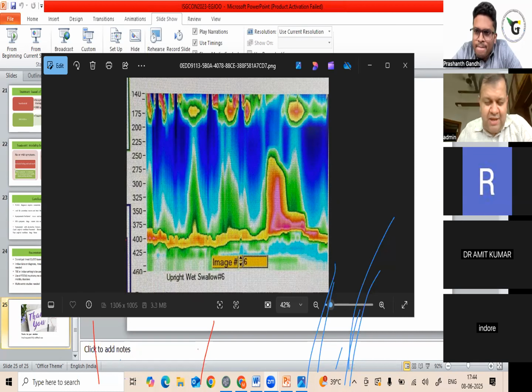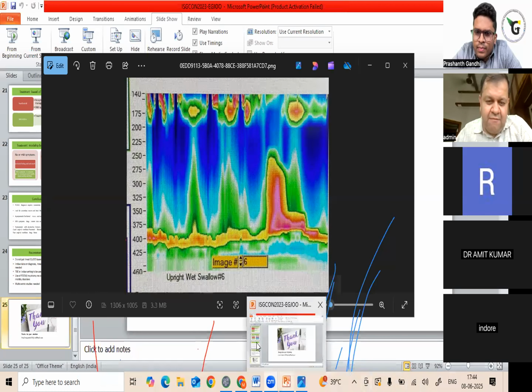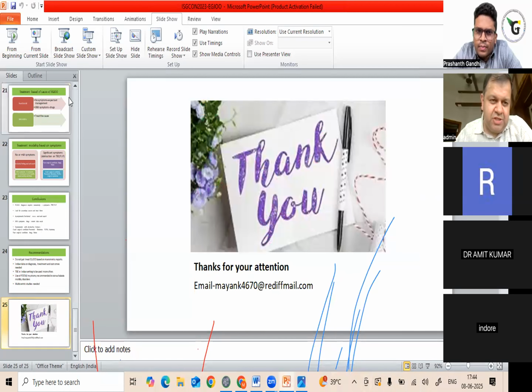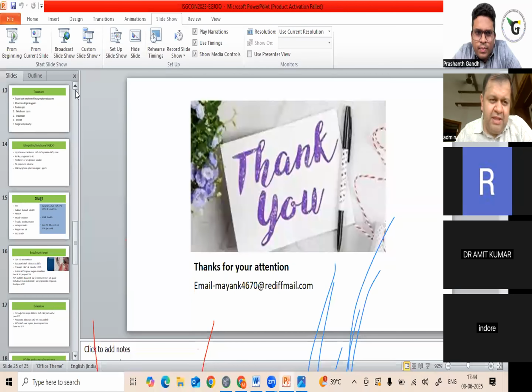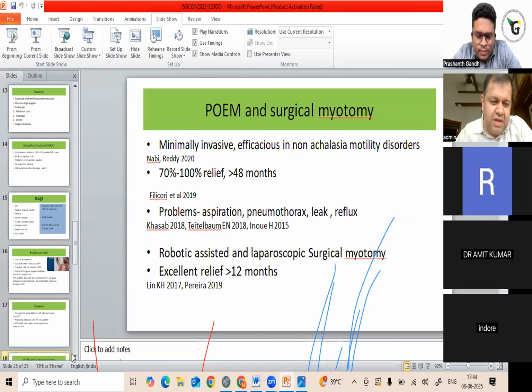So actually, in our subgroup of patients, the 13 patients that we studied, as you can see from the slide, if I can share the slide, majority of the patients had functional EGJ outflow obstruction and they had mild symptoms, so they were just treated with medications.